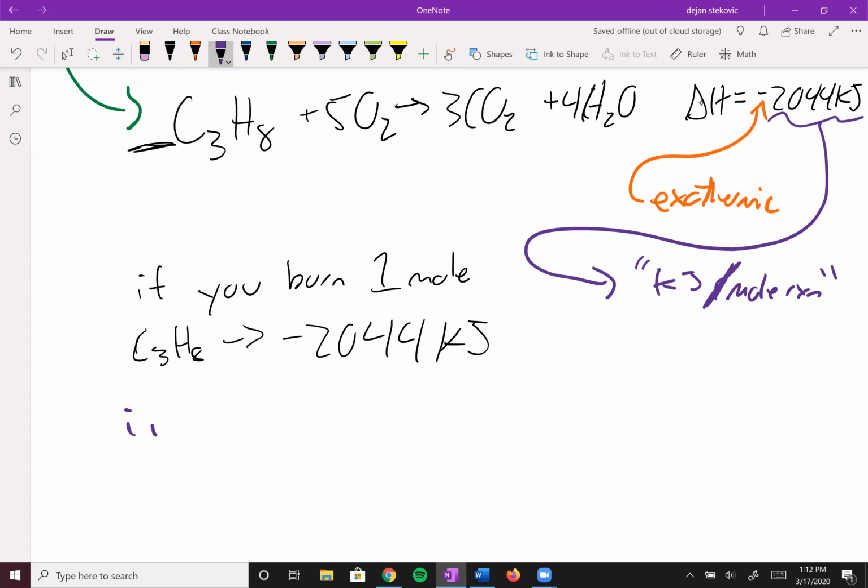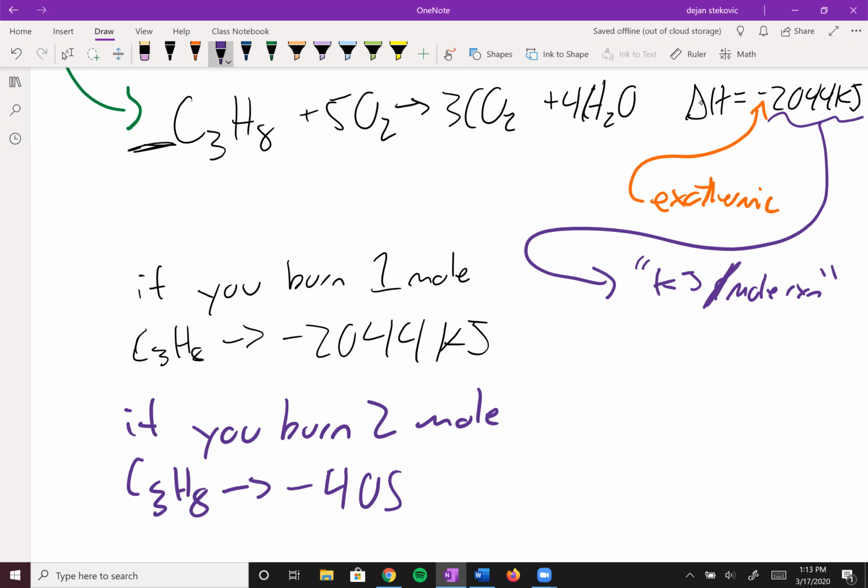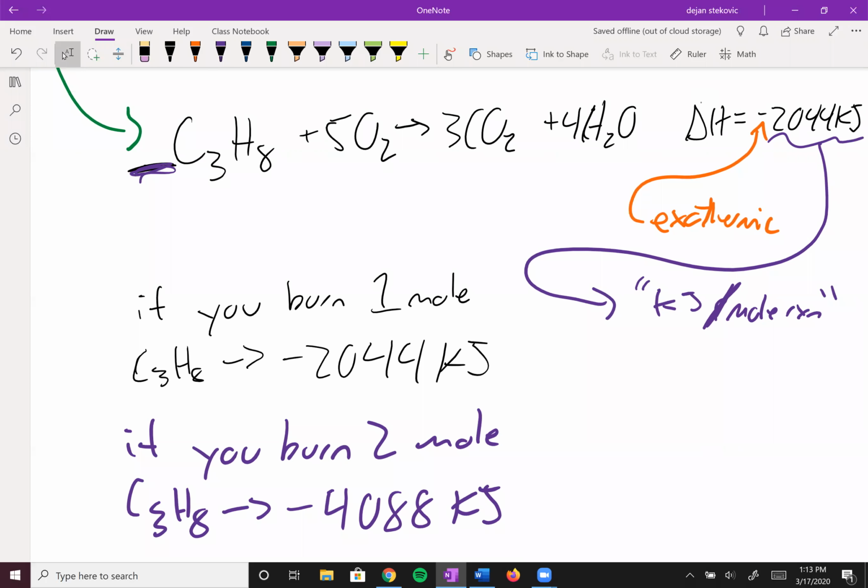But for example, if you burn 2 moles of C3H8, then you get twice as many, so negative 4088 kilojoules. So it's just the relationship. These are essentially like a mole to mole type of conversion, but it's an energy to mole conversion. What you want to look for is the coefficient of whatever you're interested in and the energy.